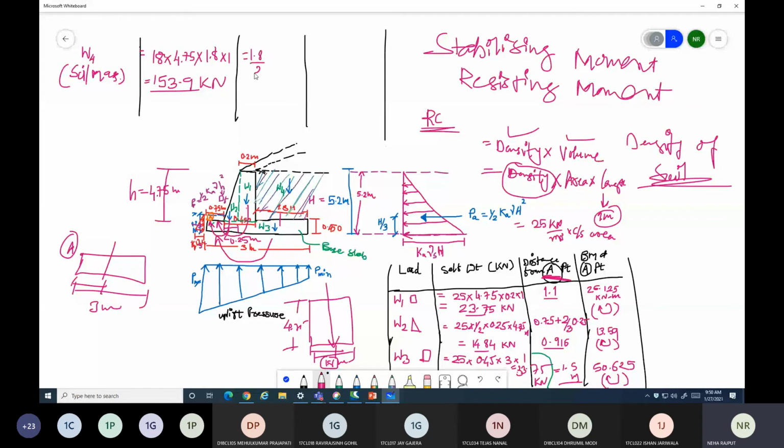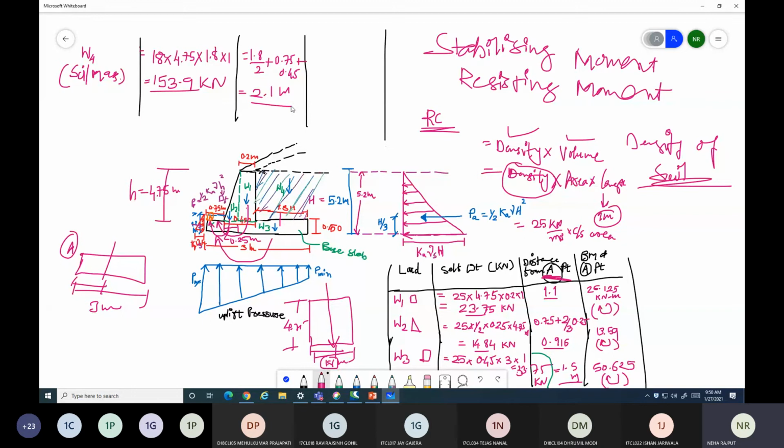So I am writing here for your understanding that 1.8 by 2 plus 0.75 plus 0.45, and that will give the distance as 2.1 meter.